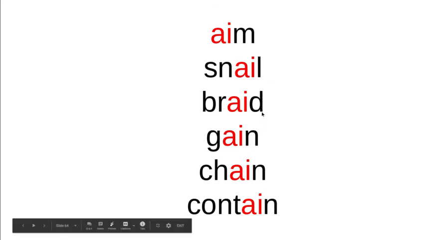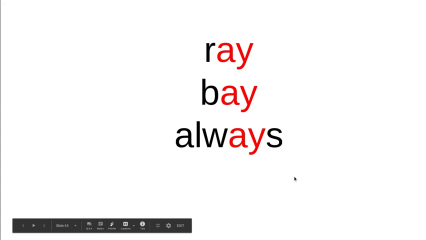Sometimes it still has other letters, but these are the most common ways to spell the long A sound when it's AI in the middle of a word. All right. The words that have the AY spelling this week are ray, bay, always. Notice how the AY is at the end of the word, except for this rule breaker. Remember, there's always rule breakers. And it's funny that our rule breaker this week is the word always. So this one we just have to remember.